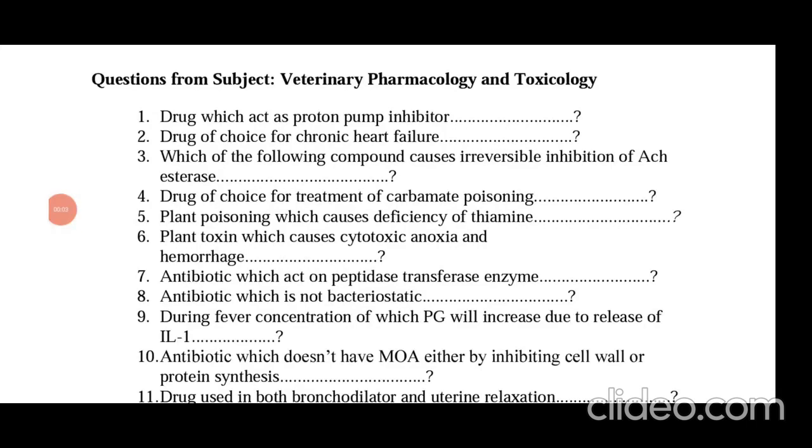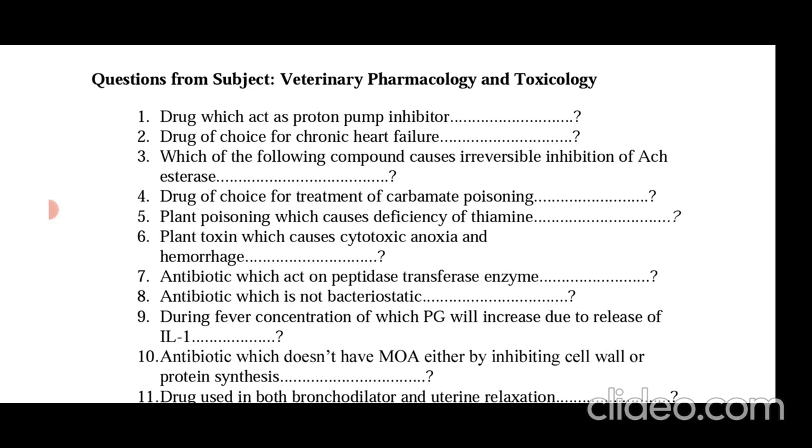Veterinary pharmacology and toxicology related MCQs. Which drug acts as proton pump inhibitor? Omeprazole. Drug of choice for chronic heart failure is digitoxin. Which of the following compounds causes irreversible inhibition of acetylcholinesterase? OP compounds. Drug of choice for treatment of carbamate poisoning? Carbamate poisoning is treated with atropine only and not with PAM.